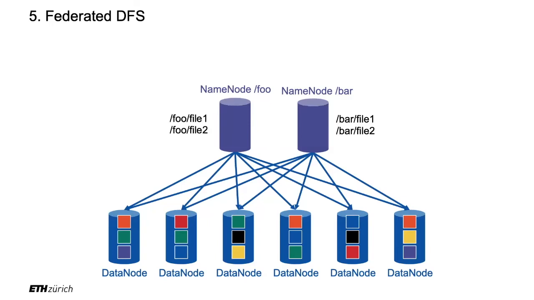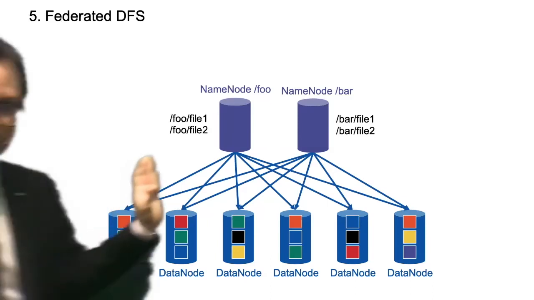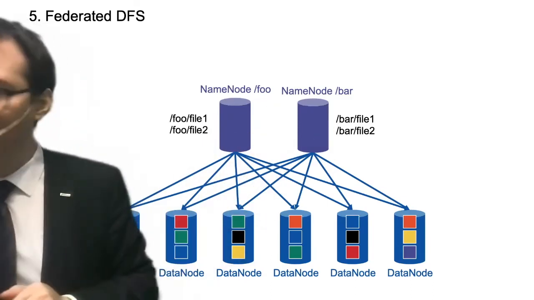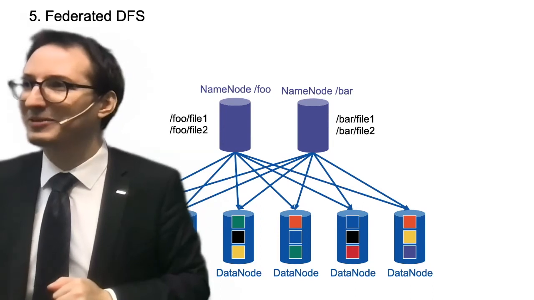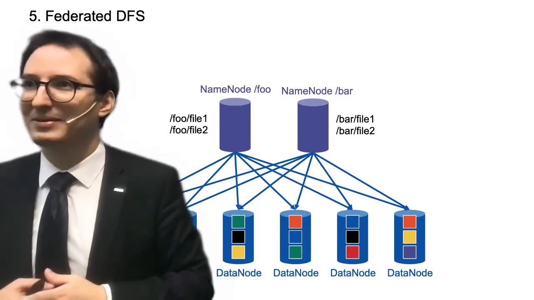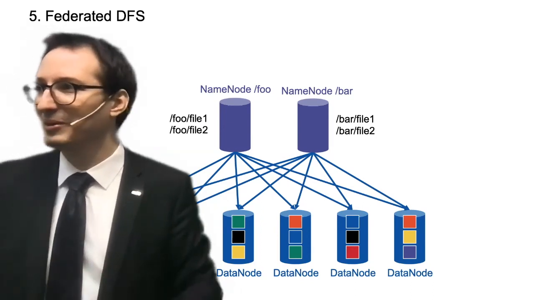It basically is the idea that you say, for example, /foo would be handled by the name node on the left, and /bar would be handled by the name node on the right. Of course, it can be more than two, but this is the idea. And then you just have this way of load balancing a little bit with different portions of the file hierarchy. So this is my second part of your answer. Yes, we have a question.